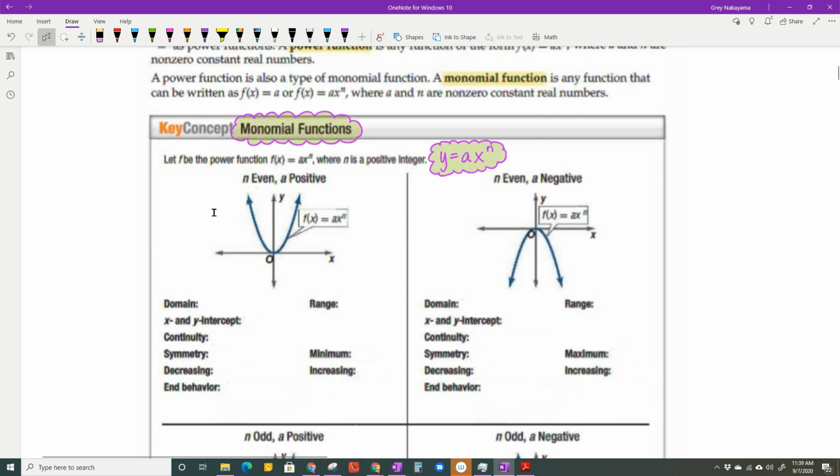So what we're going to deal with first are what you had in Algebra 2, and that was if n is even. If that exponent is even, then as you can see from both of these graphs here, the arrows are pointing the same way. If it's positive, the arrows are pointing up, and if it's negative, the arrows are pointing down. That means they're going to have very similar characteristics.